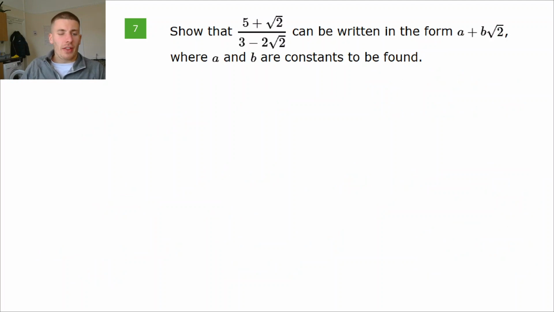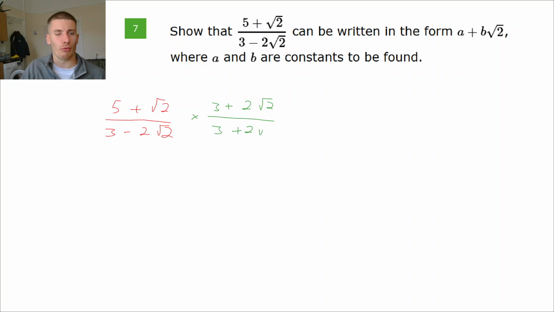Excellent. Another rationalizing the denominator one. It says show that this can be written in the form a plus b root 2, where a and b are constants, numbers to be found. Let's write the question out and have a think about it as we write it out. We've got 5 plus root 2 all over 3 take away 2 root 2. Now this one, I think it's just a case of simply timesing through by 3 plus 2 root 2 over 3 plus 2 root 2, because you can't simplify root 2's any further. We can't make it easier for ourselves. So it's just a process of going through this in longhand.